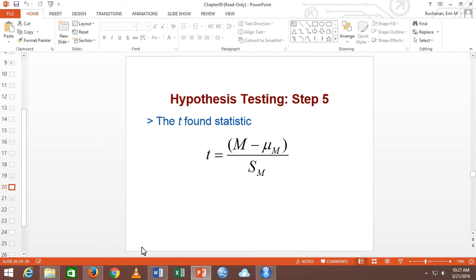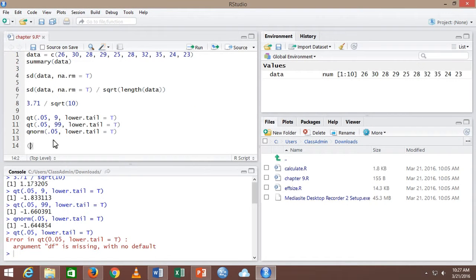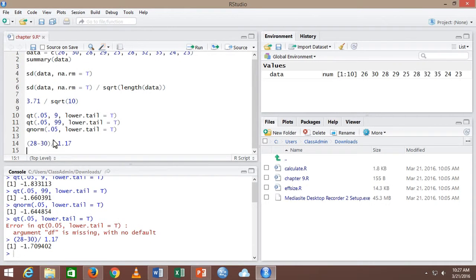So I just kind of did this by hand. I would do 28 minus 30 divided by 1.17. 2 over 1.17. You guys know I'm not good at math. Negative 1.71. Close, but we would fail to reject, or do not reject. Because we didn't quite cross the finish line. So we needed 1.83, and we got 1.71.